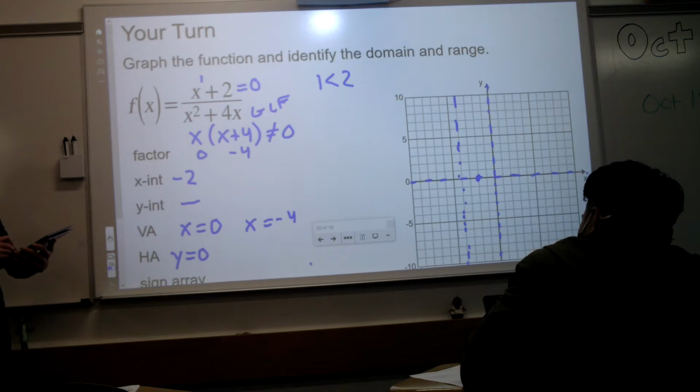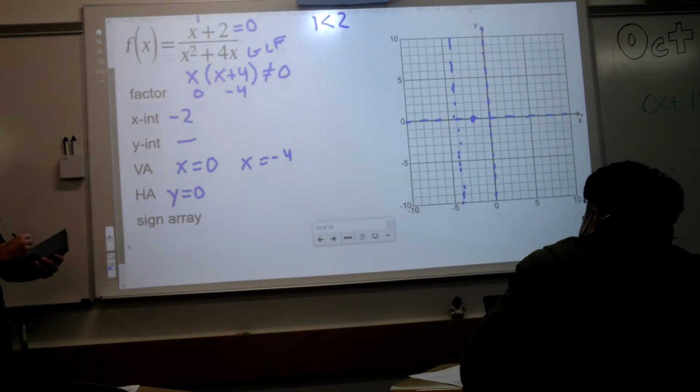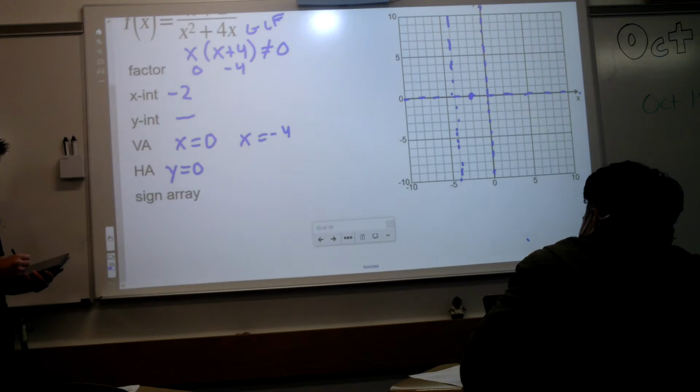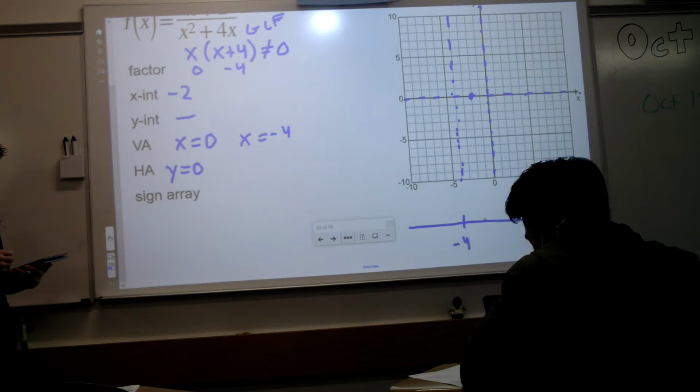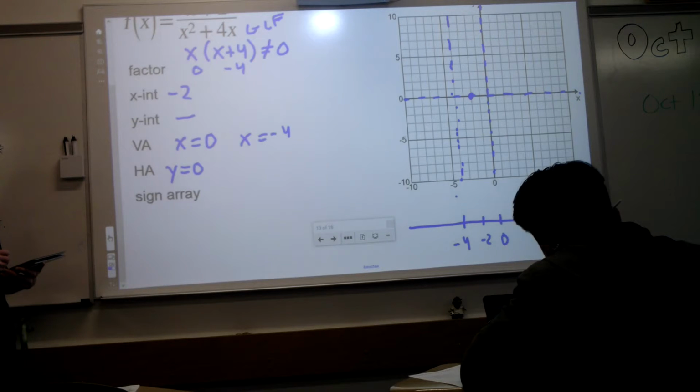Awesome. Okay, now pause. Were you guys able to get this far, or figure out most of this? Do you have any questions? So now, let's go through. I'm going to create the sign array. Remember this, the sign array is going to tell us when this can change from positive to negative. So one place it could is at -4, that's our vertical asymptote. At -2, that's our x-intercept. And at 0, that is our vertical asymptote.